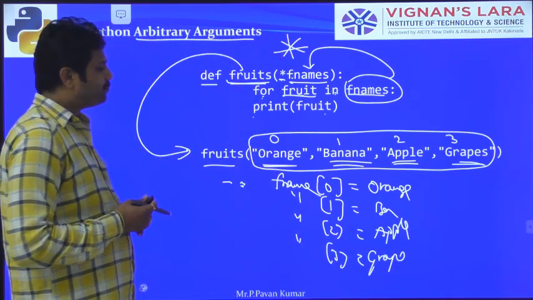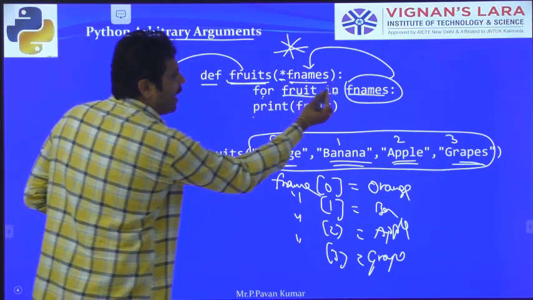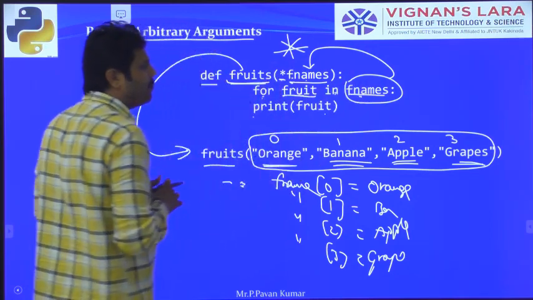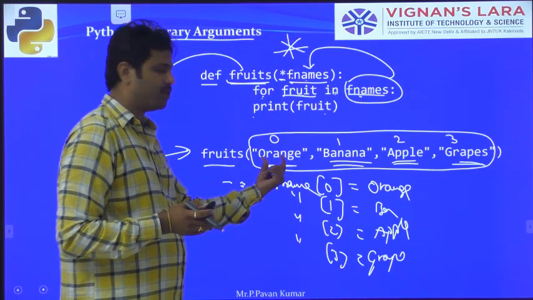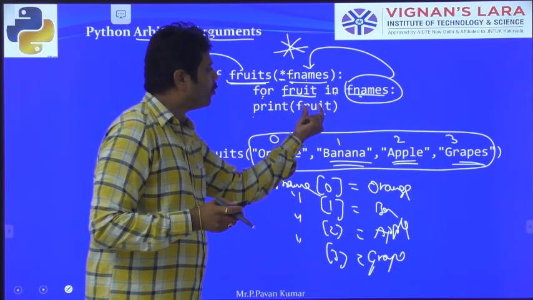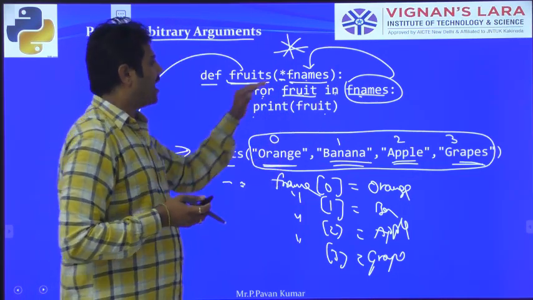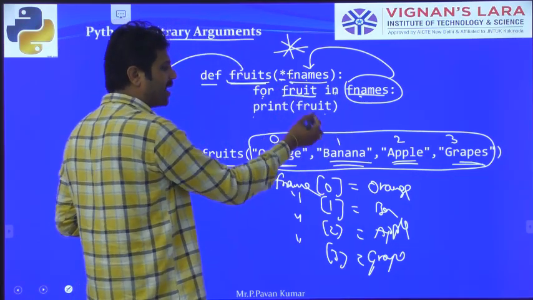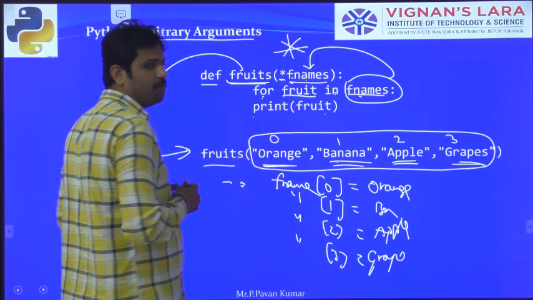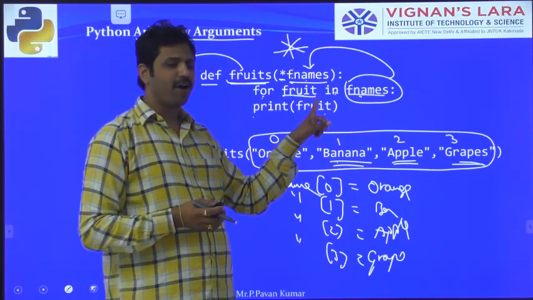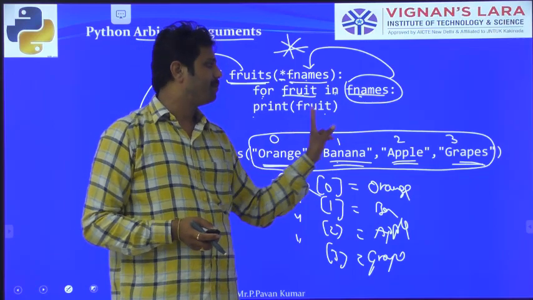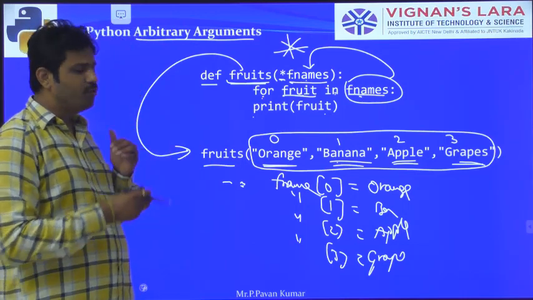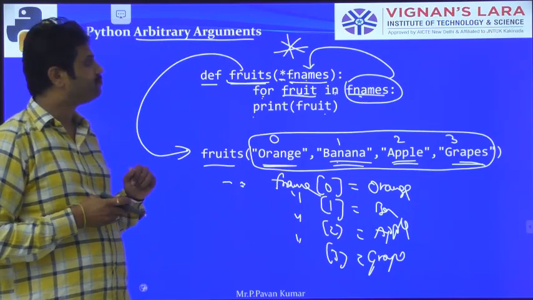Great. Let's see. Initially, for fruit in f name, what does fruit contain first? Orange. Print fruit. Fruit means first it prints orange. Next, the for loop iterates and moves to the next value, banana. It prints banana. Again the for loop iterates, apple it prints. After that it prints grapes. Like this it repeats multiple times.